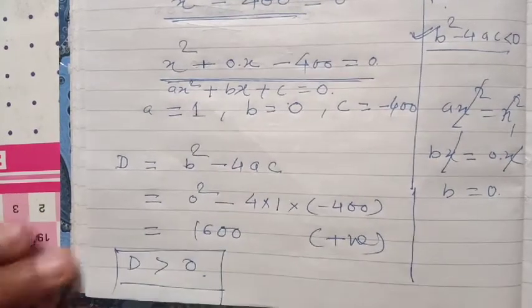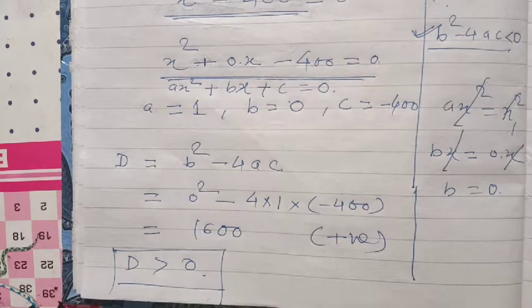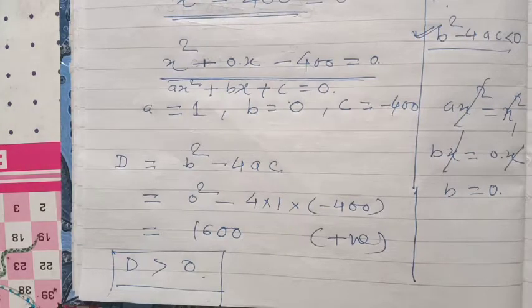D greater than 0, it means roots are exist. And how many roots will be there? If d greater than 0, you can say there are two distinct real roots. So if roots are exist, we should find roots, and we can say the situation is possible. The situation is possible. So first we should write the answer.